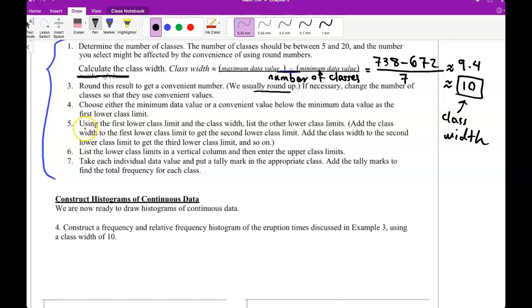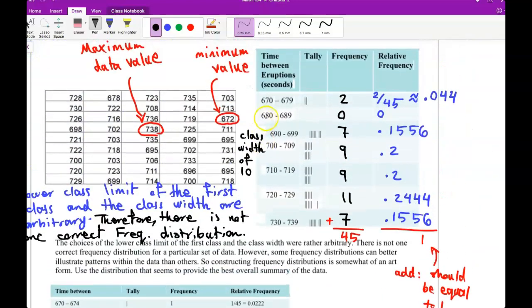Okay, number 5, using the first lower class limit and the class width. Then we're going to use these two, and then add the class width. So we have this one, 670, and we know we're going to have 7 classes, and we decided what the class width is. Then building these classes is easy. You only need to add the class width to that one.